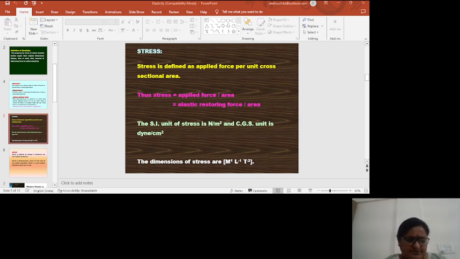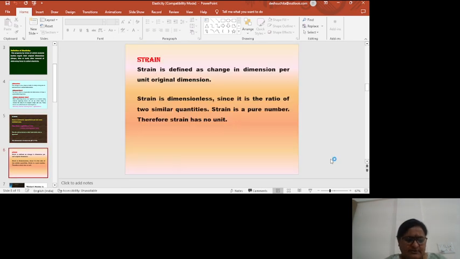Now the strain. What is strain? Strain is defined as change in dimension per unit original dimension. Strain is dimensionless since it is the ratio of two similar quantities.